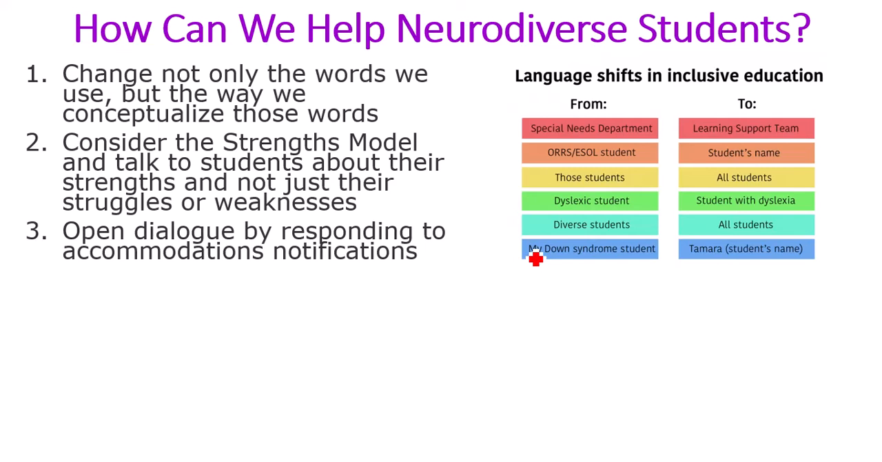Open a dialogue by responding to accommodation notifications. This does a couple things. Accommodations we typically get before school starts. Now, some of your students might send them out later, but many of them come before classes start. It doesn't take too long to just say, hi, welcome to the class. Just wanted to let you know that I received these accommodations. Here's how they apply. So for example, in one class, I might say to somebody, you have double time on tests and a quiet test environment, but guess what?